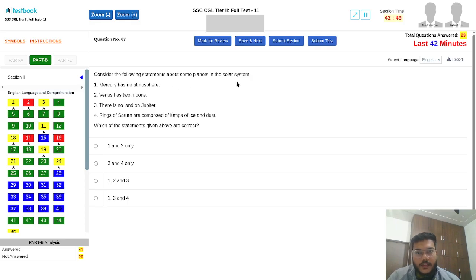Consider the following statements of some planets. Mercury has no atmosphere. Venus has 2 moons. There is no land on Jupiter. Rings of Saturn are composed of lumps of ice and dust. There would be no ice, for ice you need water. There is no land on Jupiter, the Jovian planets are made of gases.